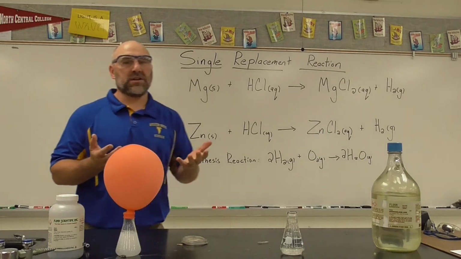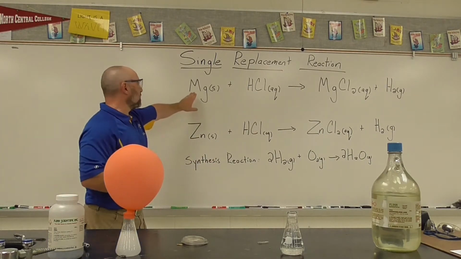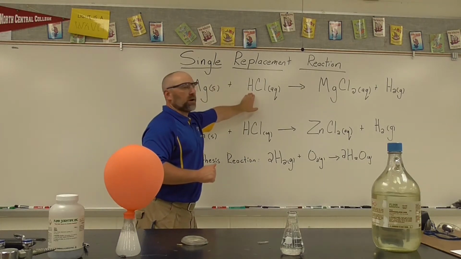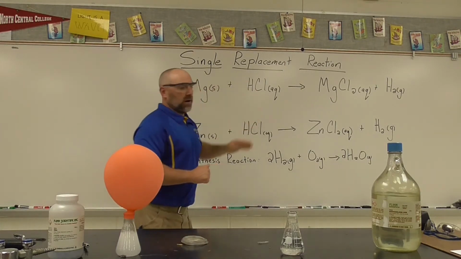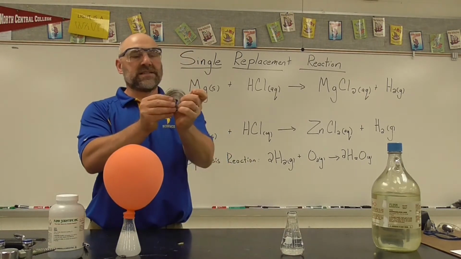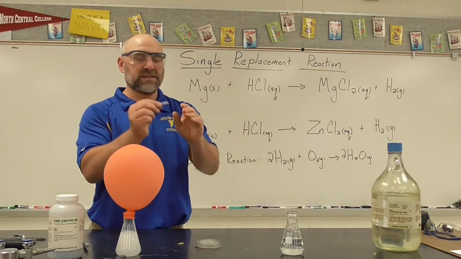Single replacement reaction is one where an element, in the example I'm going to give you in the demonstration, magnesium, replaces an element that's part of a compound. So in this case, what I have here is the magnesium metal. It's a silvery wire. I've broken off several pieces of that.